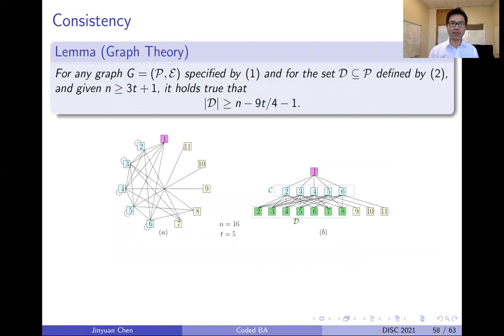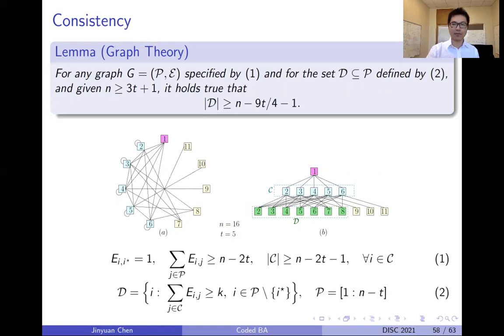The second result is about graph theory. We focus on a specific type of the graph satisfying these 2 conditions. One of the examples is given by this figure. The right-hand side is the 3-layer representation of this specific example.